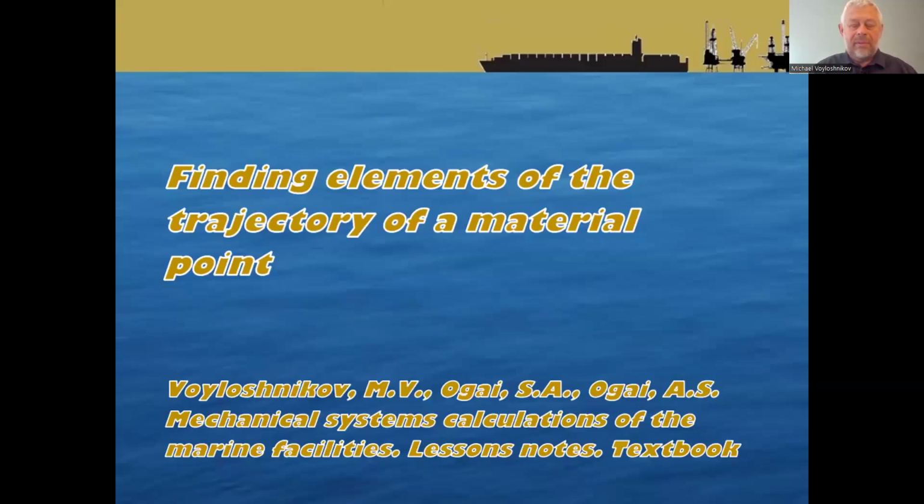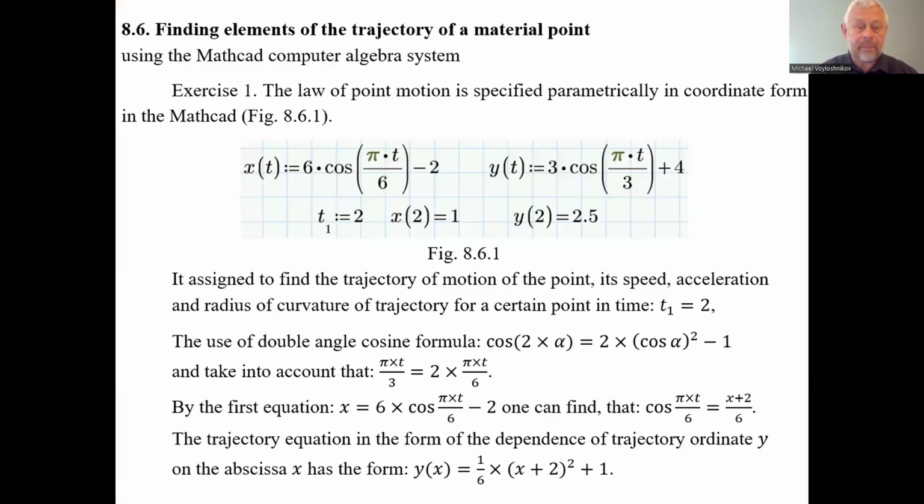Today we are finding elements of the trajectory of the material point. This is article 8.6 of the book Mechanical Systems Calculations of the Marine Facilities. We have the exercise assigned, a parametric assignment of the coordinate form of the motion of the material point. So we have two coordinates assigned. We will do the exercise in the Mathcad computer algebra system.